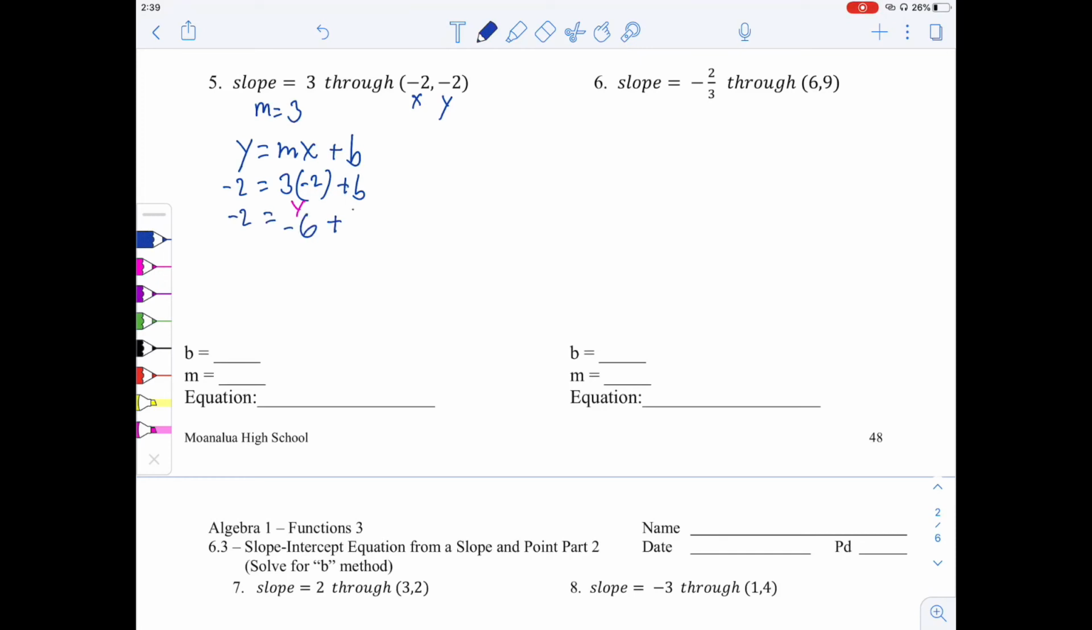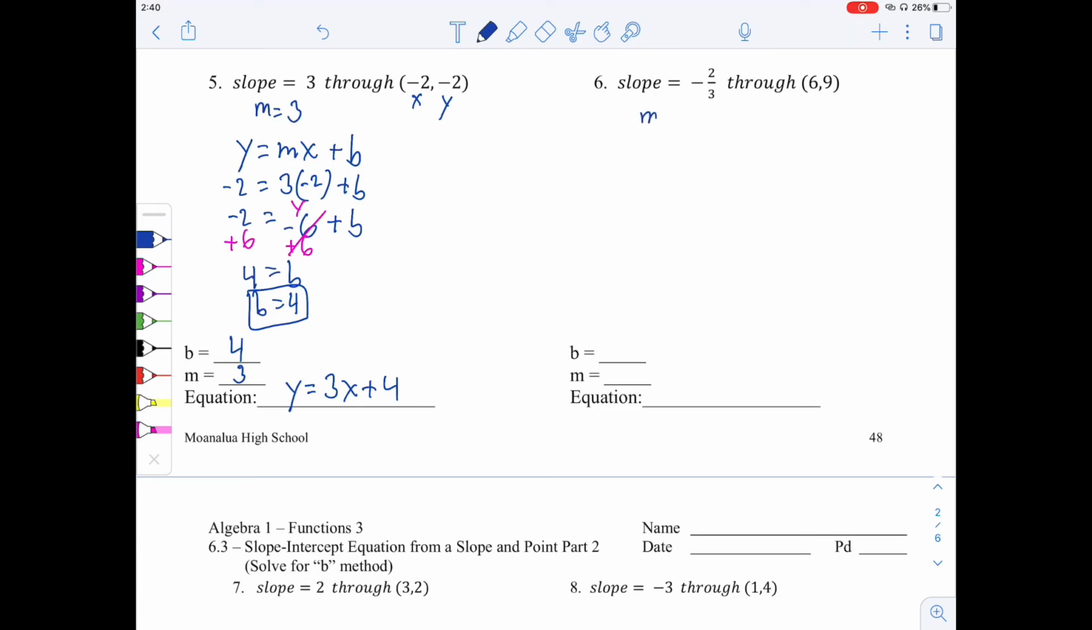Bring everything down. Then we're going to solve. Add 6, do the opposite, to both sides, so we get 4 equals b, or b equals 4. So our b is 4, our slope is given, which is 3. Our equation is y equals 3x plus 4.